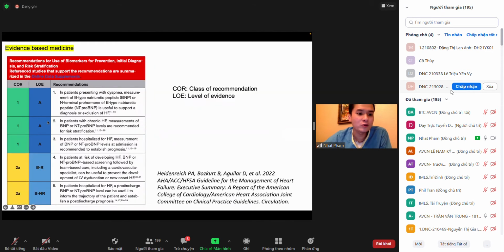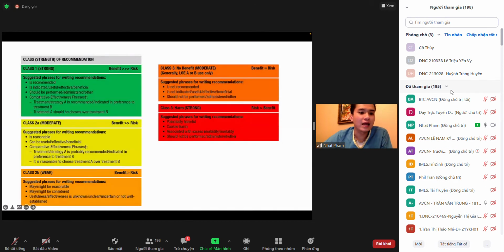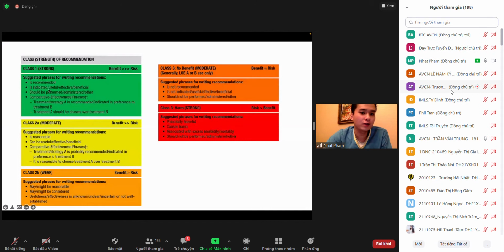So whenever you see that the class of recommendation is 1, it means that you should follow that advice, you should follow that guideline. On the other hand, when you see something in red, like class 3 harm, in that case, you should not follow the recommendation. It means that you should not do that.